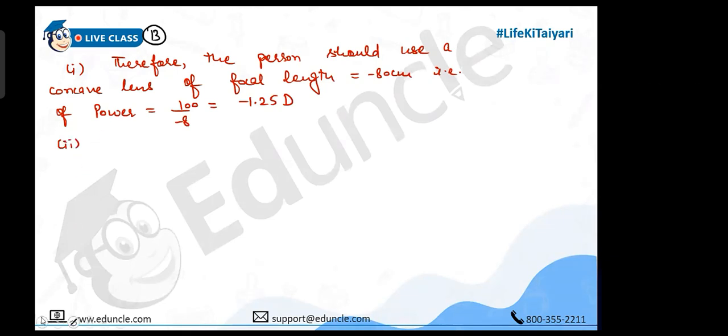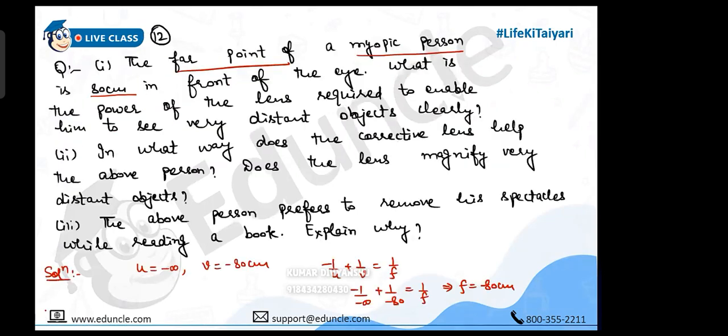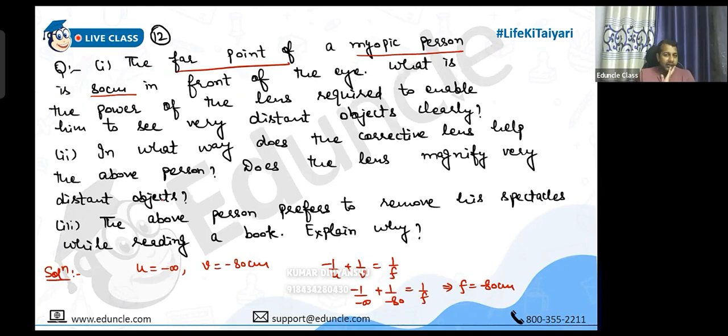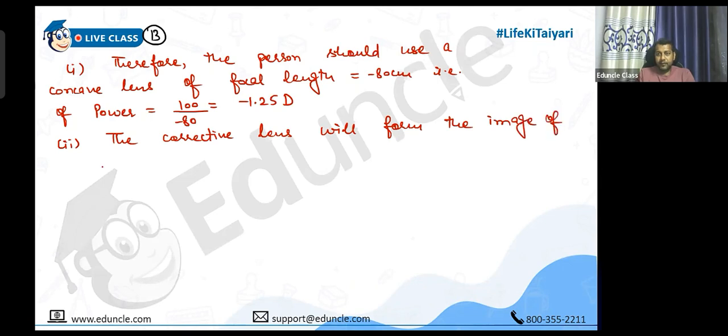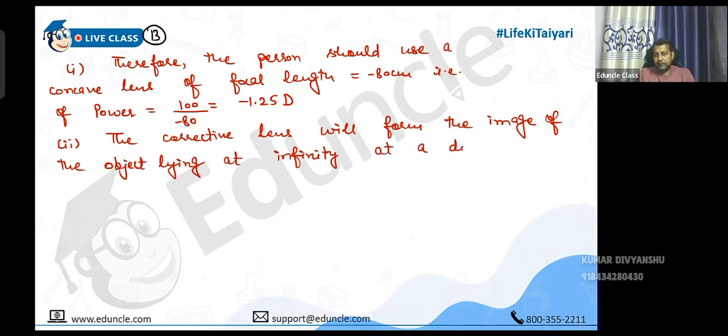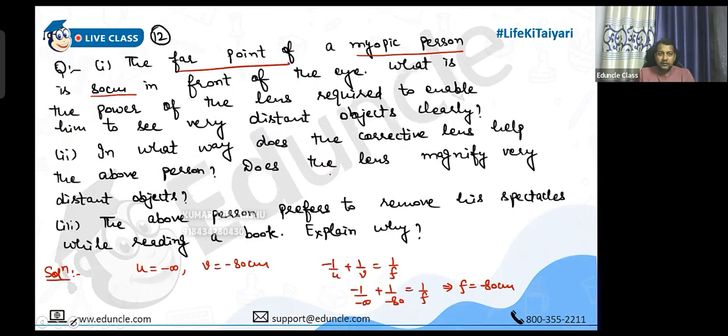Sir, 100 by minus 80, no? 80, sorry, I wrote 8 only. Yes, sir. So now in the second part, in what way does the corrective lens help? Obviously, does the lens magnify very distant objects? First of all, we will write the corrective lens will form the image of the object lying at infinity at a distance of 80 centimeter in front of the eye.